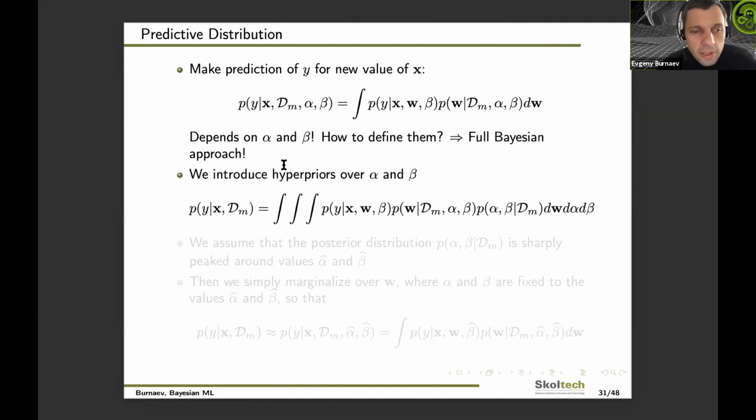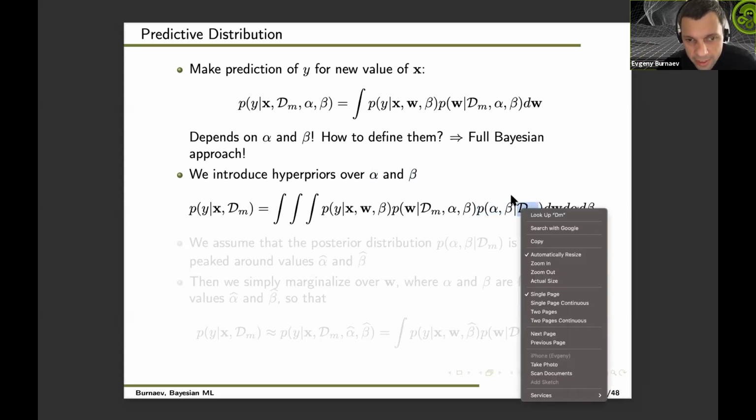For this, we can also introduce a hyperprior on the unknown parameters. If there are some parameters that we don't know, let's introduce a prior on them and calculate the posterior. This is the typical Bayesian approach. So we introduce some hyperprior over the parameters alpha and beta, and we calculate the posterior over alpha and beta given the data set.